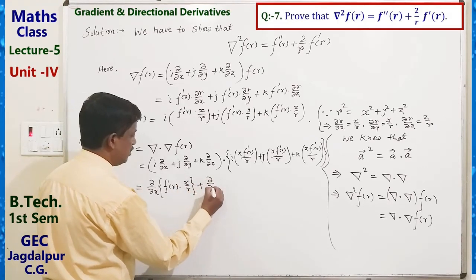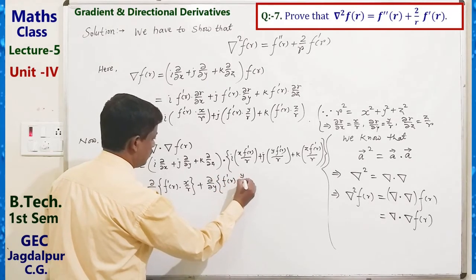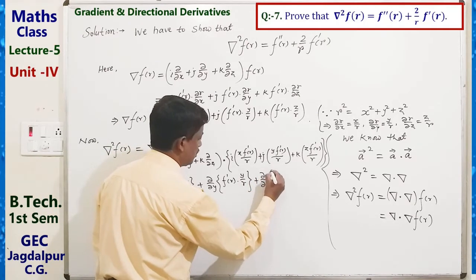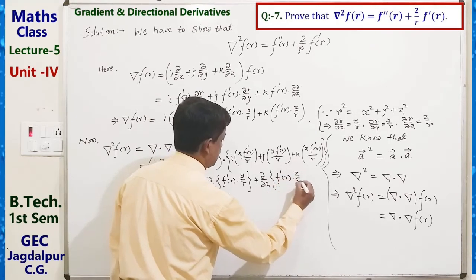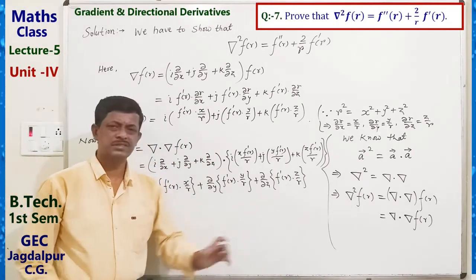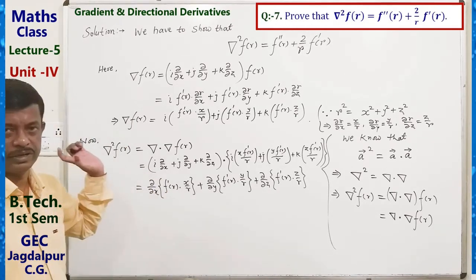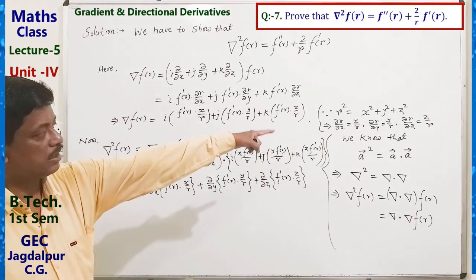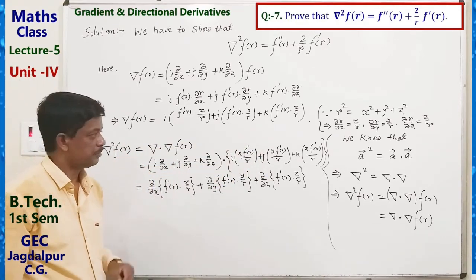Similarly, del by del y f dash r y by r, plus del by del z f dash r z by r. Now one by one we have to solve this, similar to before. Just solve the first quantity and put the value here. Using del r by del x = x by r, del r by del y = y by r, del r by del z = z by r, now solving the first part.